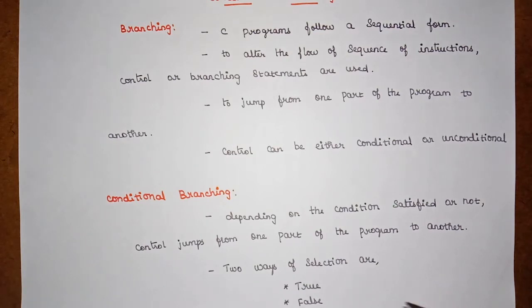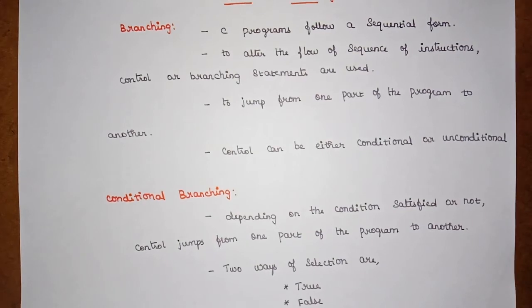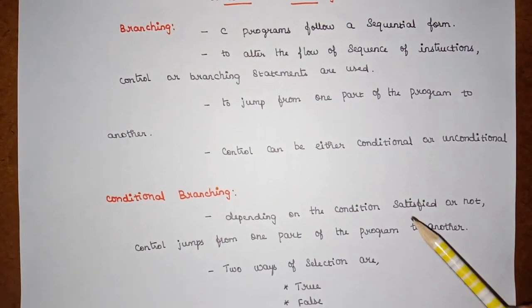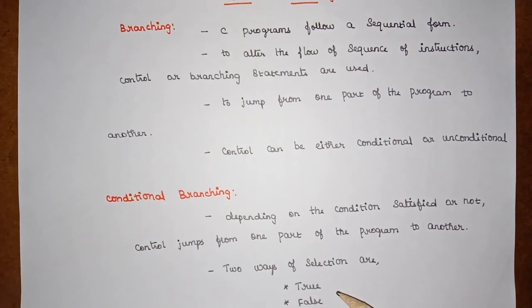And there are two ways of selection here. One is based on true and the second one is based on false. When the result is true, that is, when the condition is satisfied and it gives us the result true, then one part of the program will get executed. That is, one path will get executed. And if it gives us the result false, then the other part, or the other path, of the program will get executed.